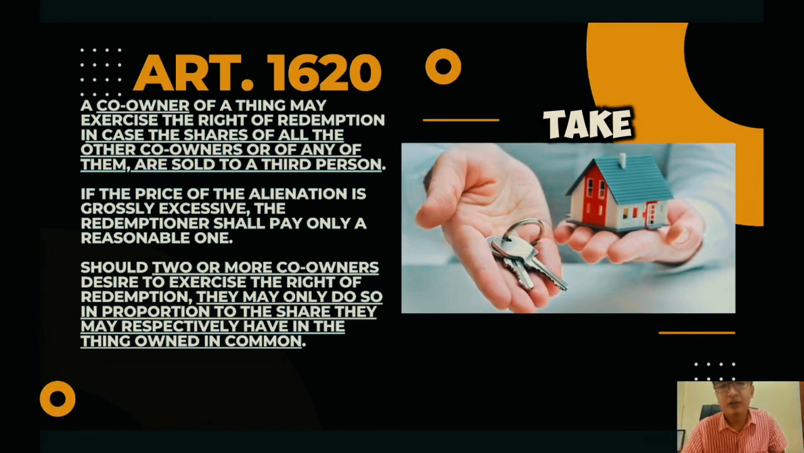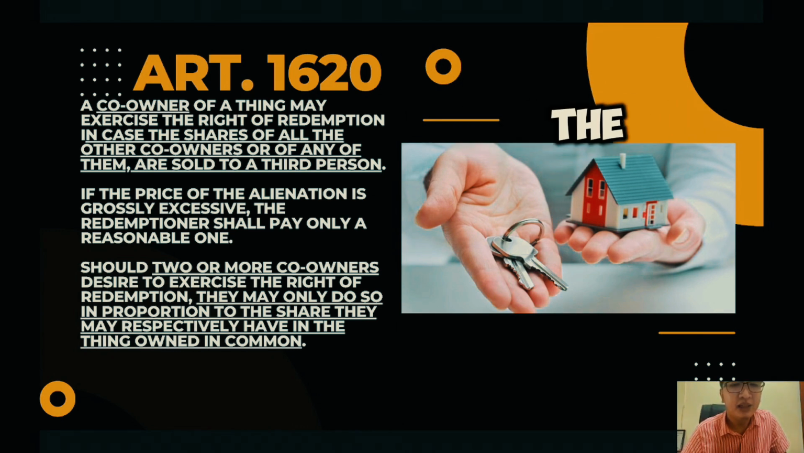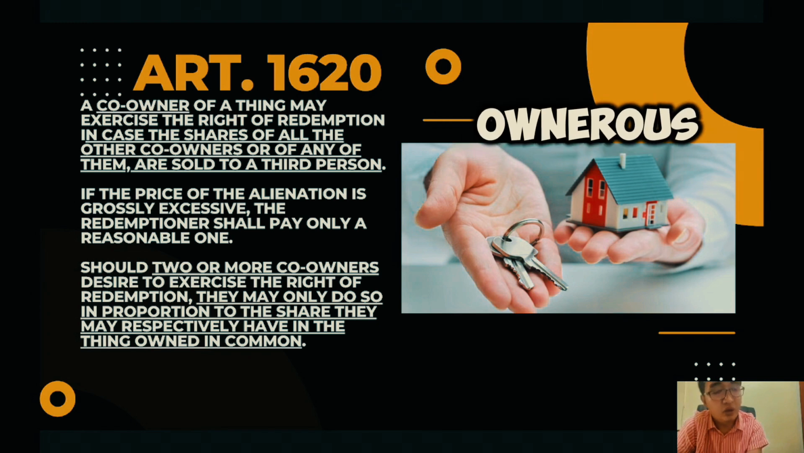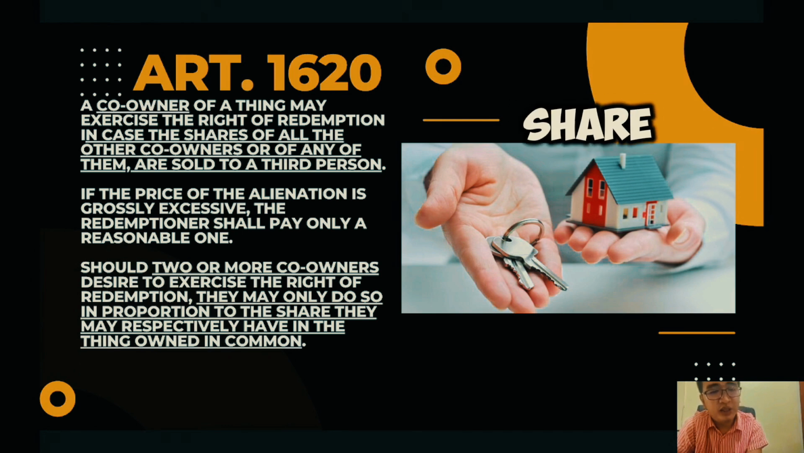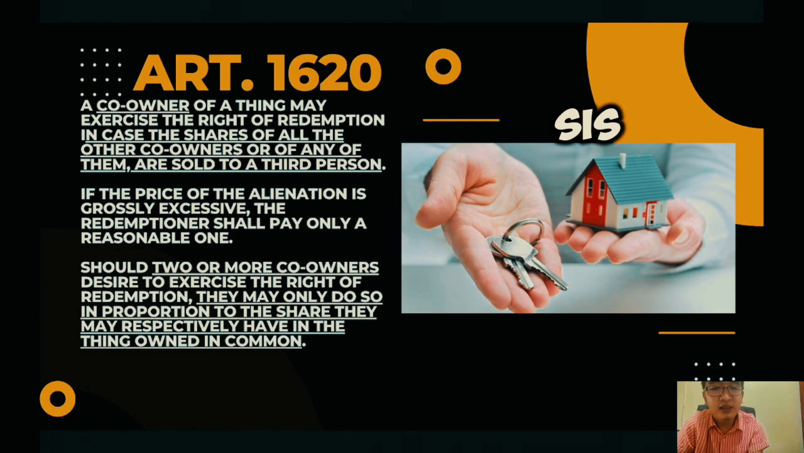1620, a co-owner, take note, a co-owner of a thing may exercise the right of redemption in case the shares of all the other co-owners or any of them are sold to a third person. Meaning, let's say, for example, ABC owns a property. Let's say, for example, they own it by virtue of inheritance. Okay? ABC. A and B sold. So, onerous title. They sold their share to a third person. Let's say, for example, that third person is Z. Okay? Now, C can exercise his right to legal redemption, okay, against Z.